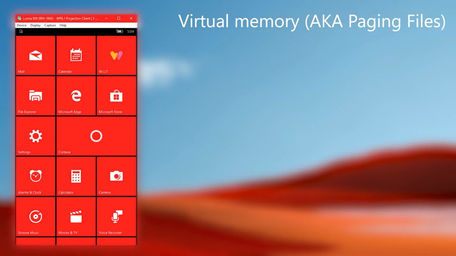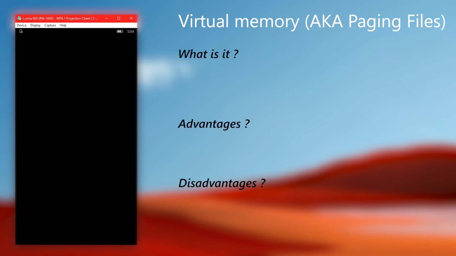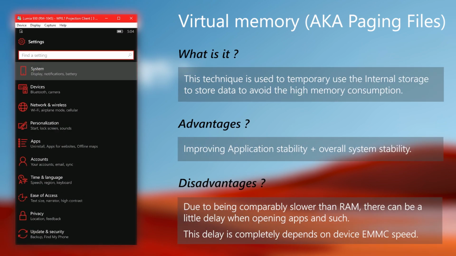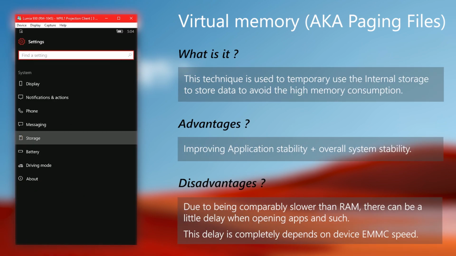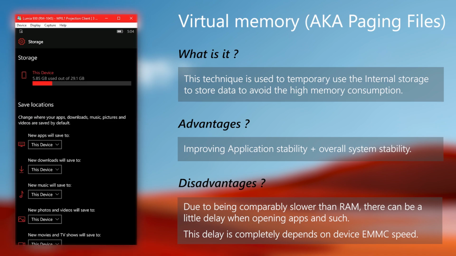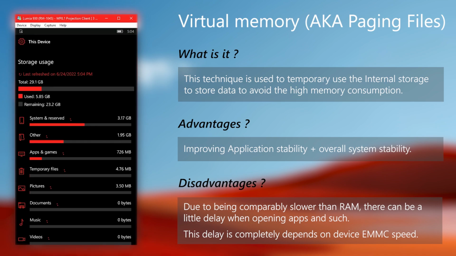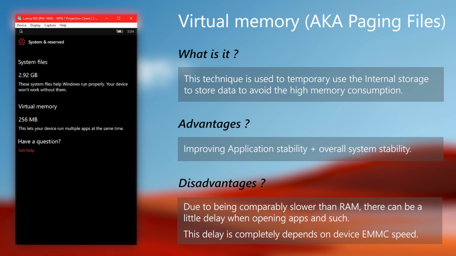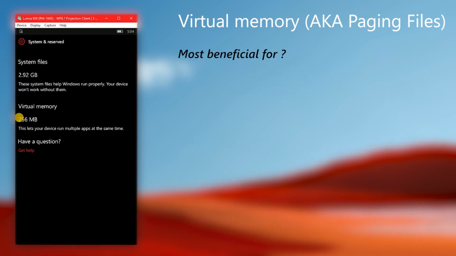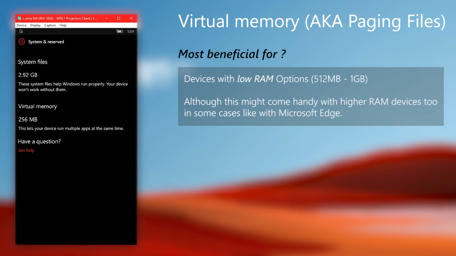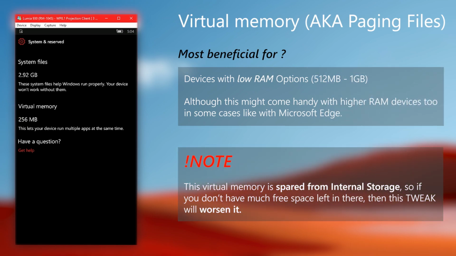Hello! Today we get to know how to increase virtual memory, also known as paging files. This technique is used to temporarily use the internal storage to store data to avoid high memory consumption. The most noticeable difference of increasing this is improving application stability, hence reducing application crashes. But this virtual memory is comparably slower than RAM, although it will help a lot for those devices with small RAM sizes. So that's all to cover, let's see how to increase it.